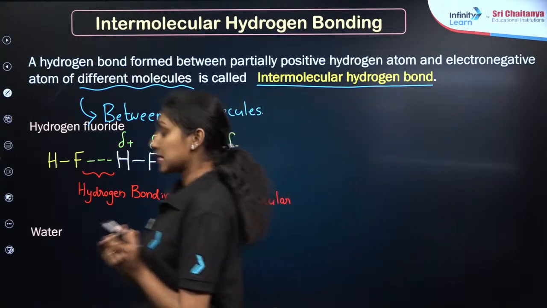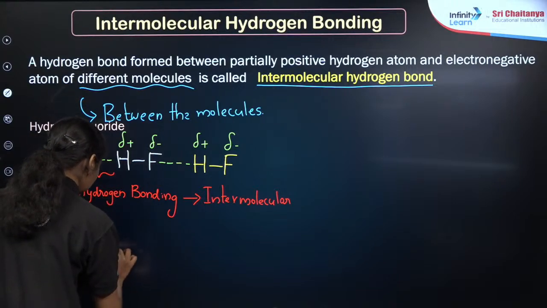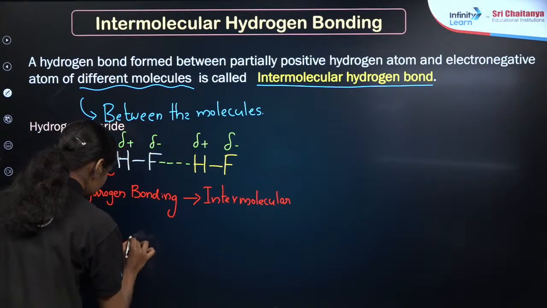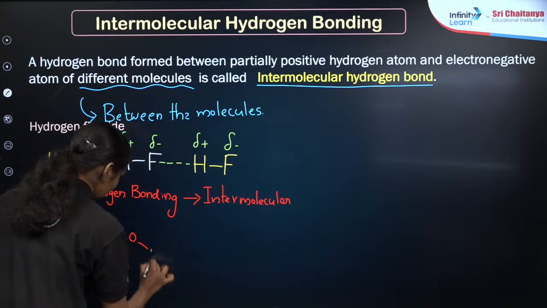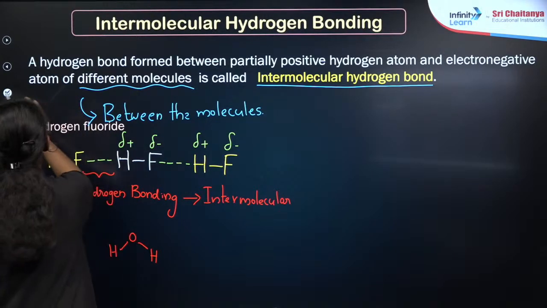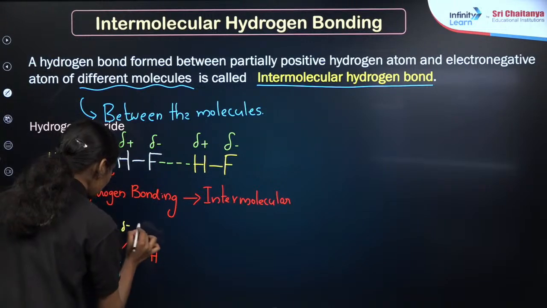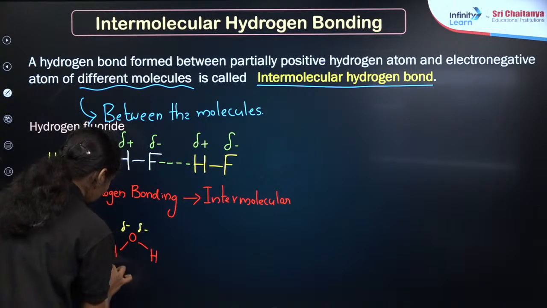Now the second example, that is the water molecule, right? In the case of the water molecule, oxygen is bonded to hydrogen atoms. Oxygen is more electronegative, so due to the presence of 2 lone pairs, there will be a 2 delta minus charge here. Here it is delta plus, right?